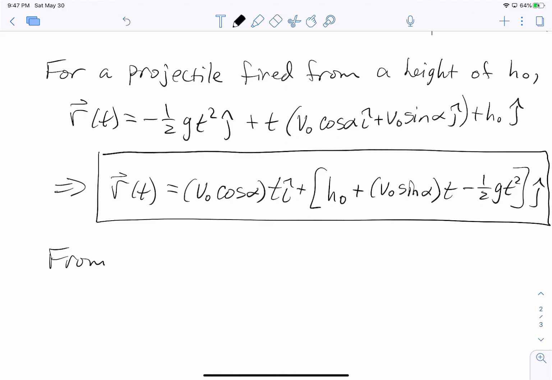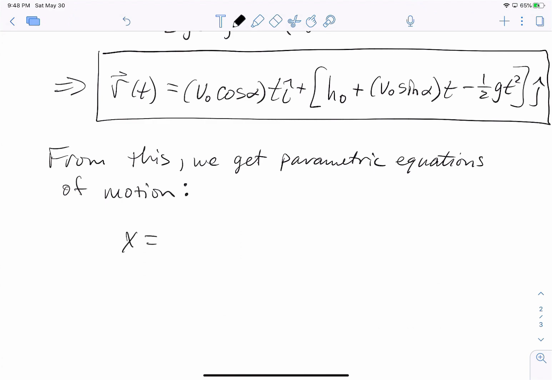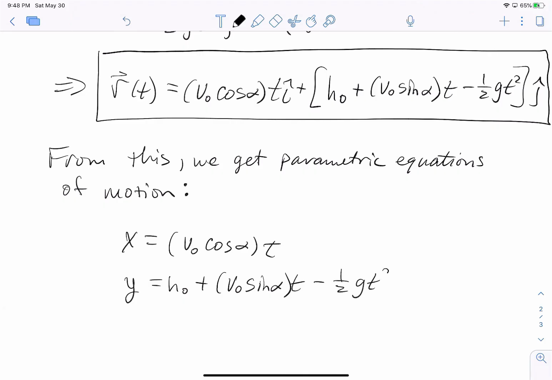From this, we get parametric equations of motion. x is equal to v naught times the cosine of alpha times t. y is equal to h naught plus v naught times the sine of alpha times t minus 1/2 gt squared.